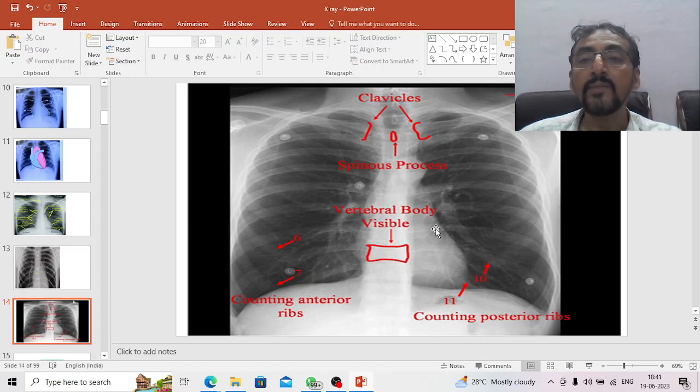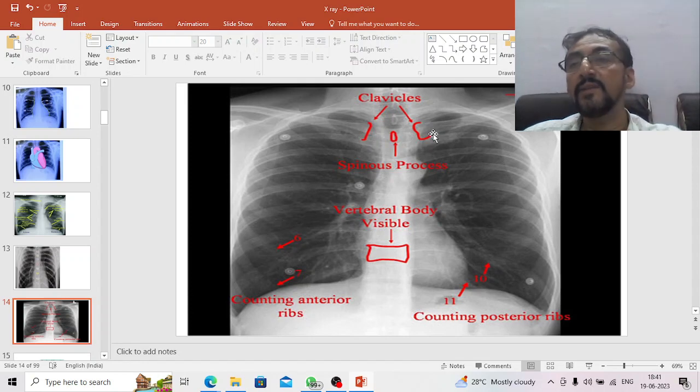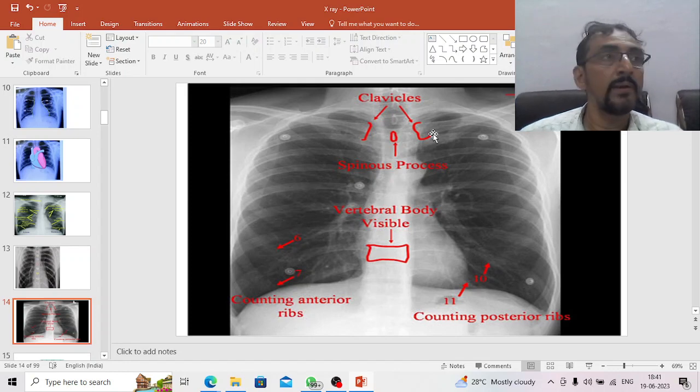Now this is the clavicle. Very clear. This is the medial end of the clavicle. Now the distance from the midline, the distance of the medial end of the clavicle from the midline should be equal. If these two distances are equal, then we will say there is no rotation. If the distances are not equal, then we will say it is a rotation. Rotation means the patient turned to one side while the X-ray was taken. So this is about the clavicles.